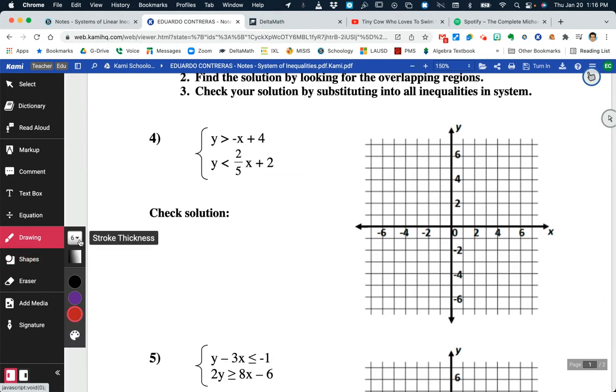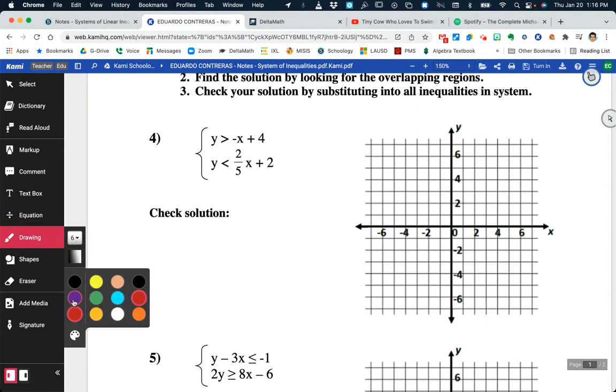You want to pick a thickness. A thickness of 6 would be good, so we'll keep it at 6. Go to drawing, thickness 6. You're going to pick a color. Okay, I'll do purple. This is going to be for the points we're going to graph, and you want to graph as many points as possible.